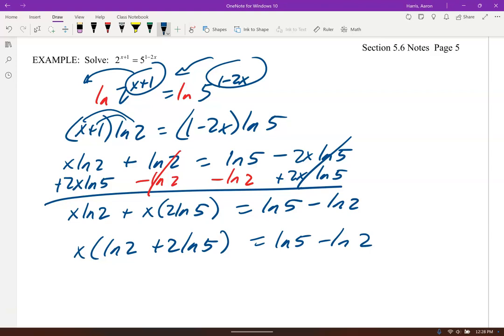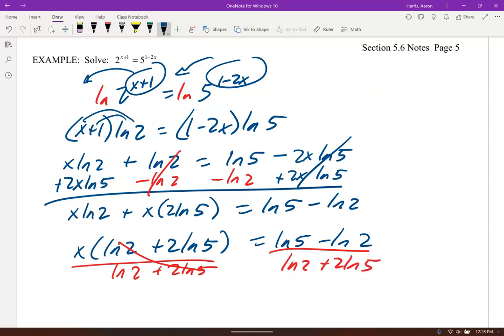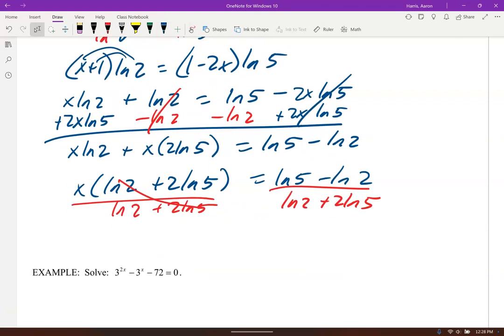So I have x times some number, ln of 2 plus 2 ln of 5 is just a number. So I'm going to divide it by that number. And so we just end up with x being ln of 5 minus the ln of 2 over ln of 2 plus 2 ln of 5.